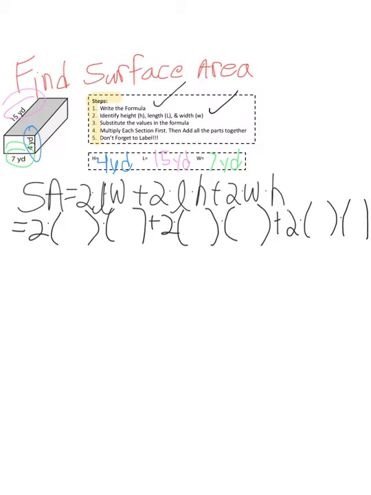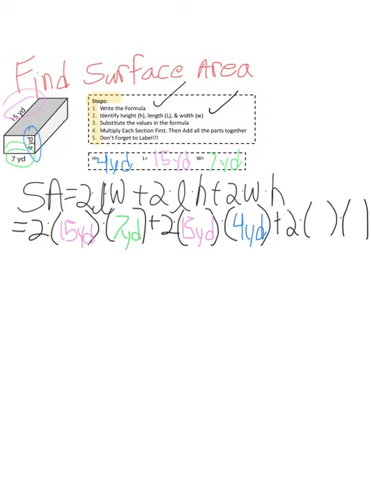So let's go ahead and fill those spots with the actual values of the letters. So it's 2 times L, well, we said our length is 15 yards, times our width, which we said is 7 yards. So the first section is done. Plus 2 times L again, which is 15 yards. That's our length. Times H, which is our height, and we said that is 4 yards. So the second section is done.